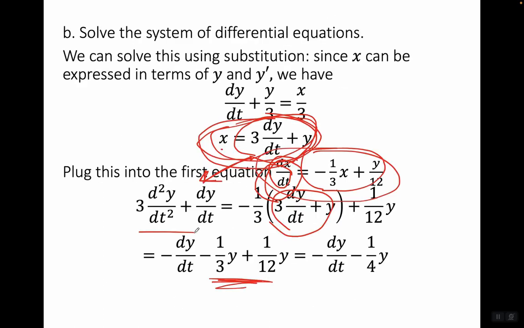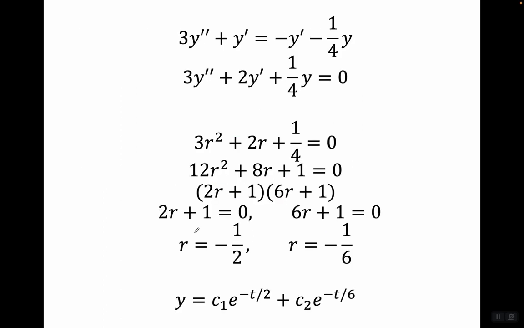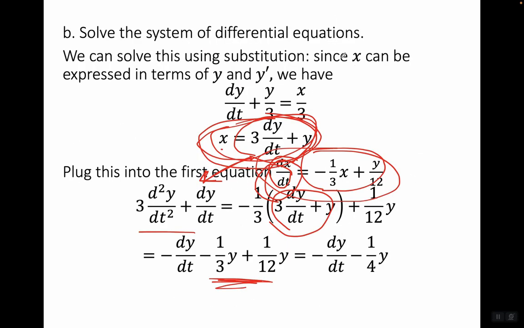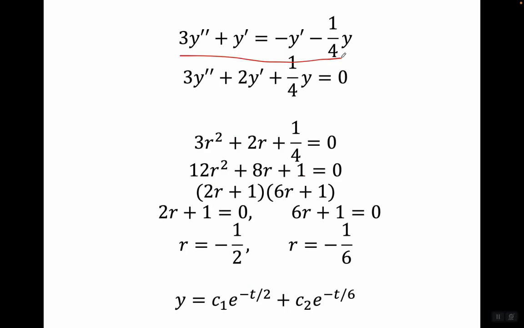I don't like d squared y/dt squared and dy/dt, so we're just going to express that as y double prime and y prime. When we rewrite this equation, we have 3y double prime plus y prime equals negative y prime minus 1/4 y. That's what we ended up with at the bottom of the last page. Let's get everything on one side. We get 3y double prime plus 2y prime plus 1/4 y equals 0.